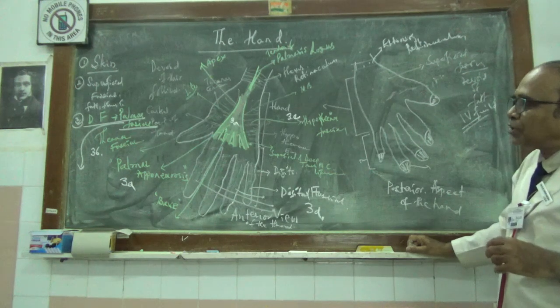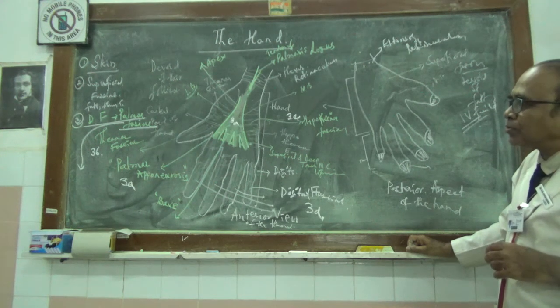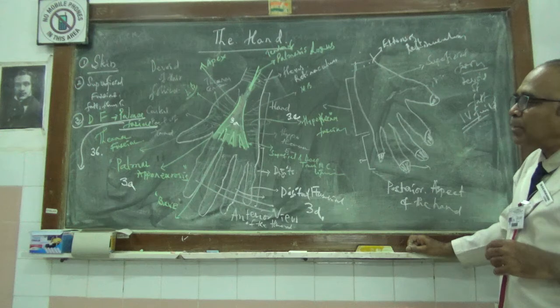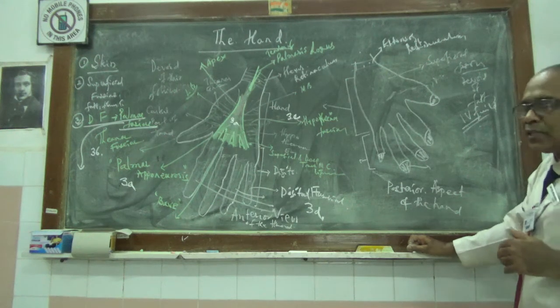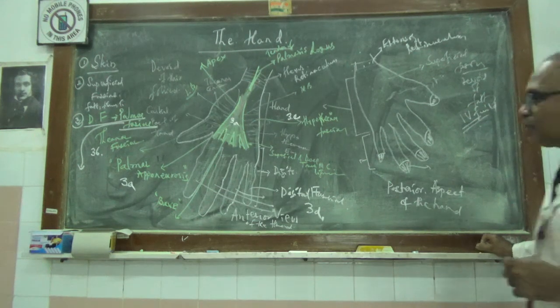The thenar and the hypothenar fasciae are the extensions of the lateral and the medial borders of the palmar aponeurosis, but both are thin and delicate, which will be covering the contents in the thenar compartment and the hypothenar compartment, especially the muscles, vessels and the nerves. That will be covered by these thenar and hypothenar fasciae.